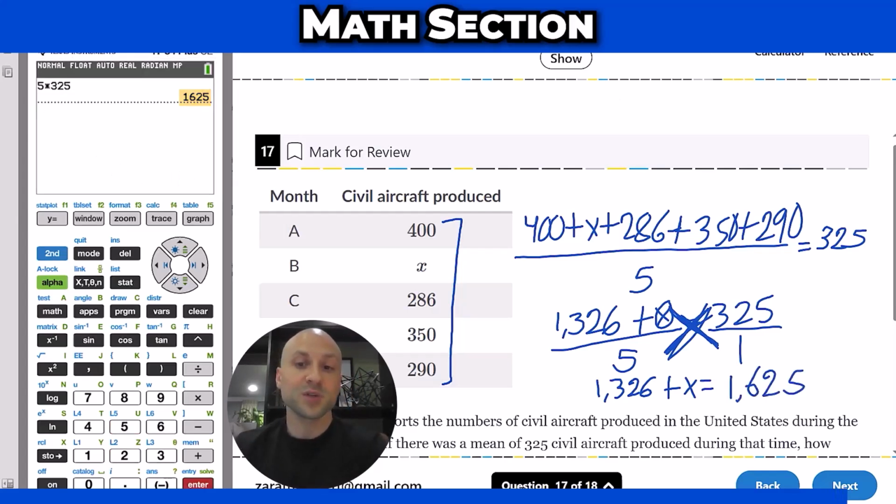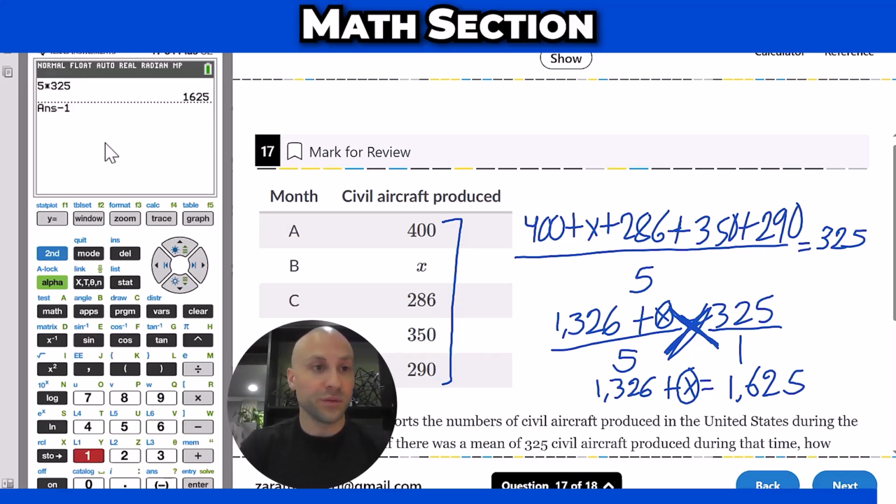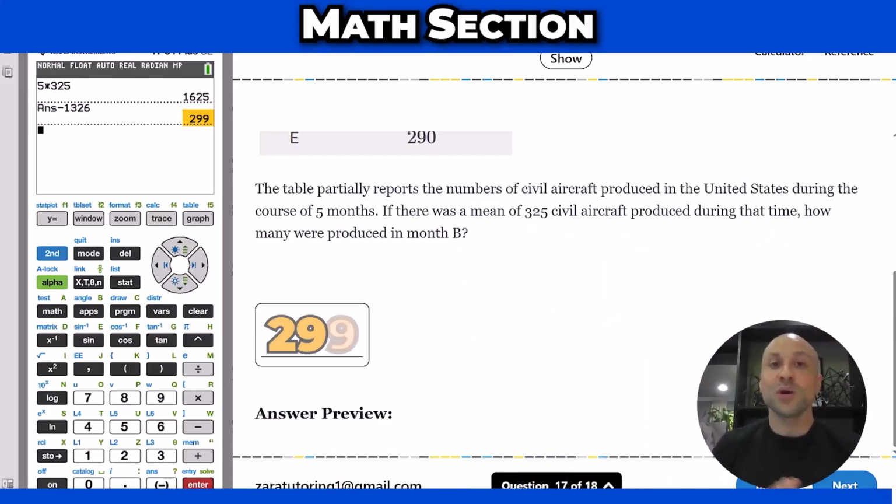And then finally, if I'm trying to get X by itself, I know that I have to subtract the 1,326 from the other side, so I just put minus 1,326. And again, we get that the answer is 299.